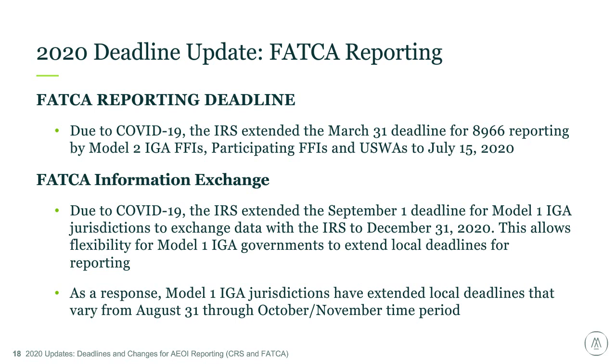And so that also affects the FATCA information exchange. Because of COVID, the IRS extended the date for Model 1 IGA jurisdictions to exchange data with the IRS from September 1st to December 31st. So this just allows more flexibility for all of those Model 1 governments to also extend, because it means the U.S. isn't looking for the information from that foreign government until December, the end of this year. So that foreign government doesn't actually have to collect it from entities that are formed in that jurisdiction. And this is why we've seen so many extensions, like the Cayman Islands is a perfect example.